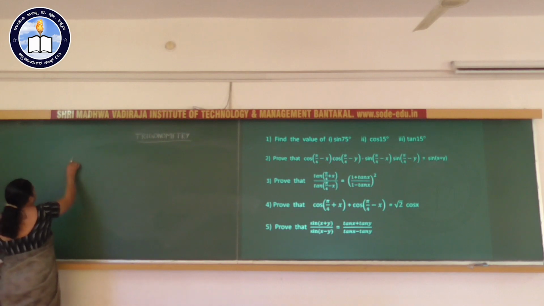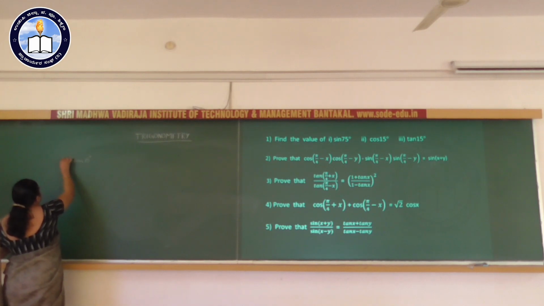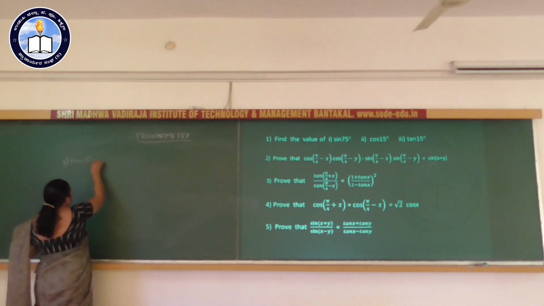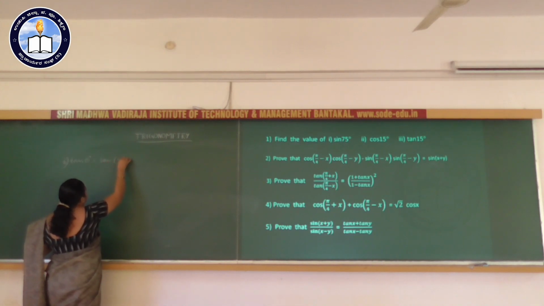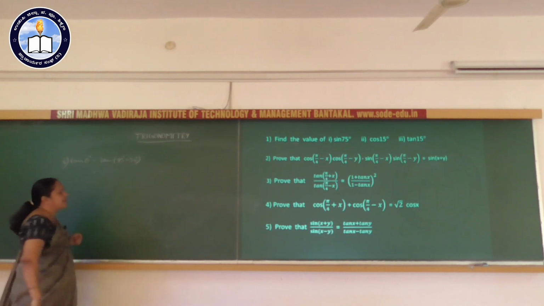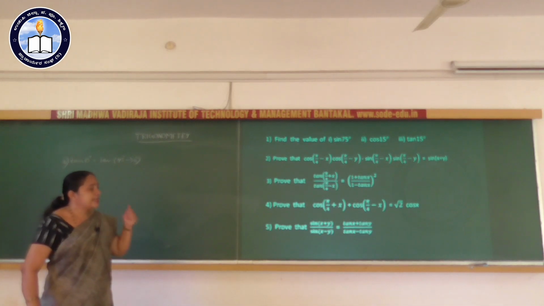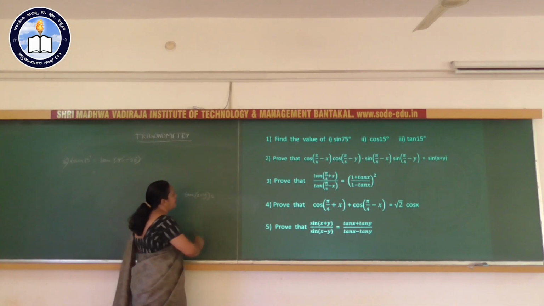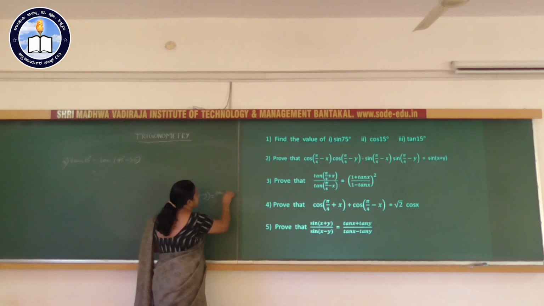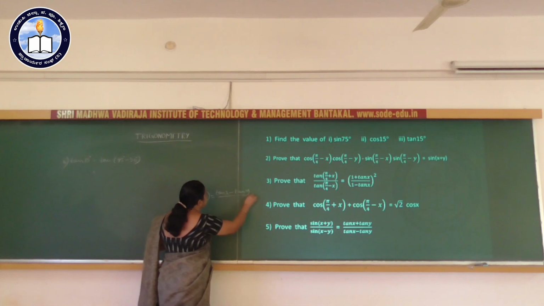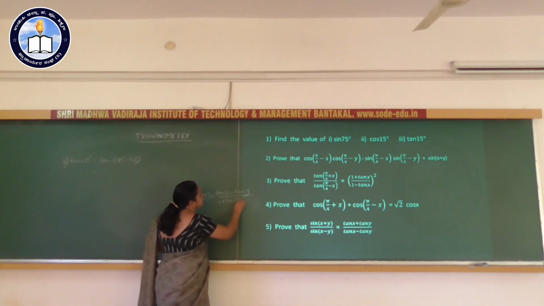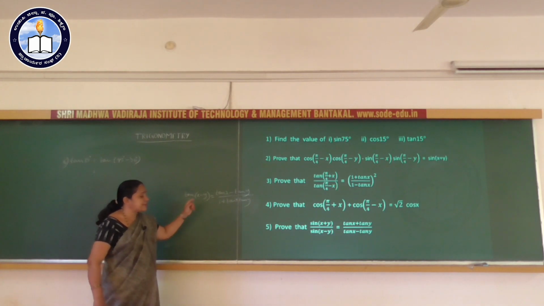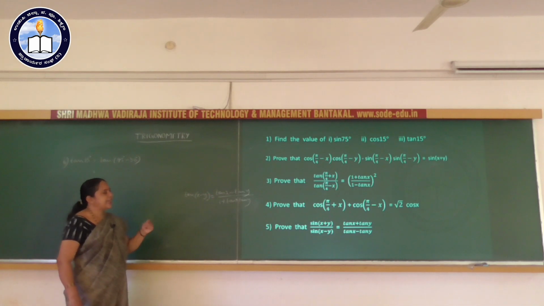Third problem, to find the value of tan 15 degrees. We can write tan 15 as tan of 45 minus 30. Now expand this using the formula for tan of x minus y. The formula tan of x minus y is equal to tan x minus tan y divided by 1 plus tan x into tan y.